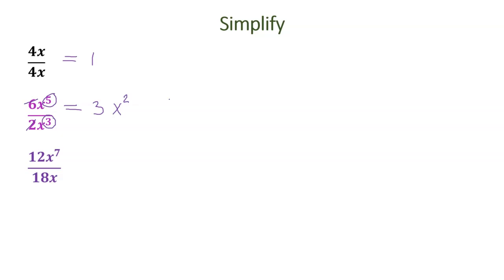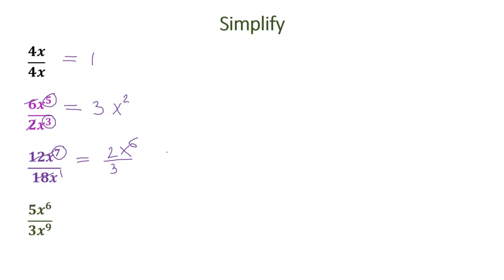Let's try another one. 12x to the 7 over 18x. 12 and 18 both you will divide by 6. So 12 divided by 6 will give you 2, and 18 divided by 6 will give you 3. Now once again, you have x here. If there is no number, it's 1. 7 and 1, 7 is a higher exponent, which is on the top. So you will keep the x on the top, subtract the powers, 7 minus 1. We're using the quotient rule here. Whenever you divide, you're subtracting. Remember, when the base is the same.